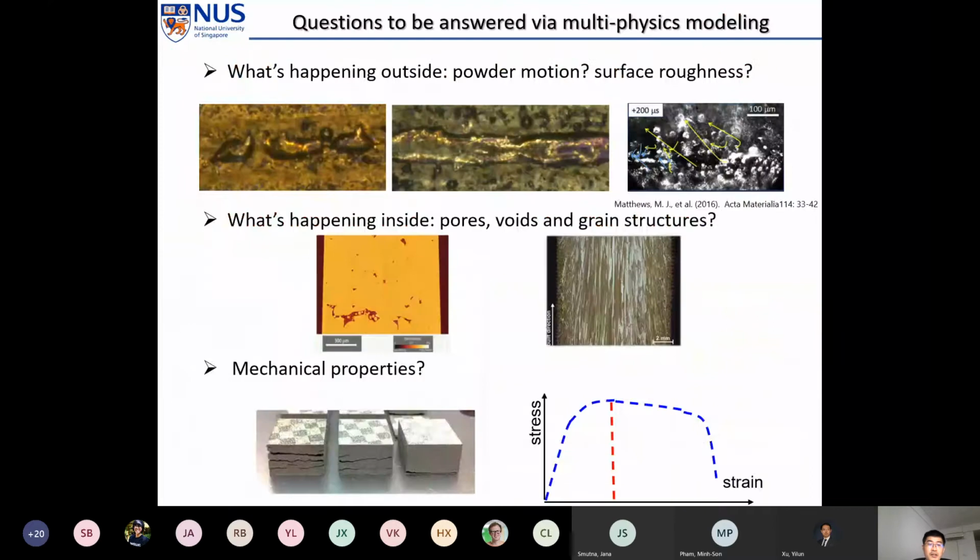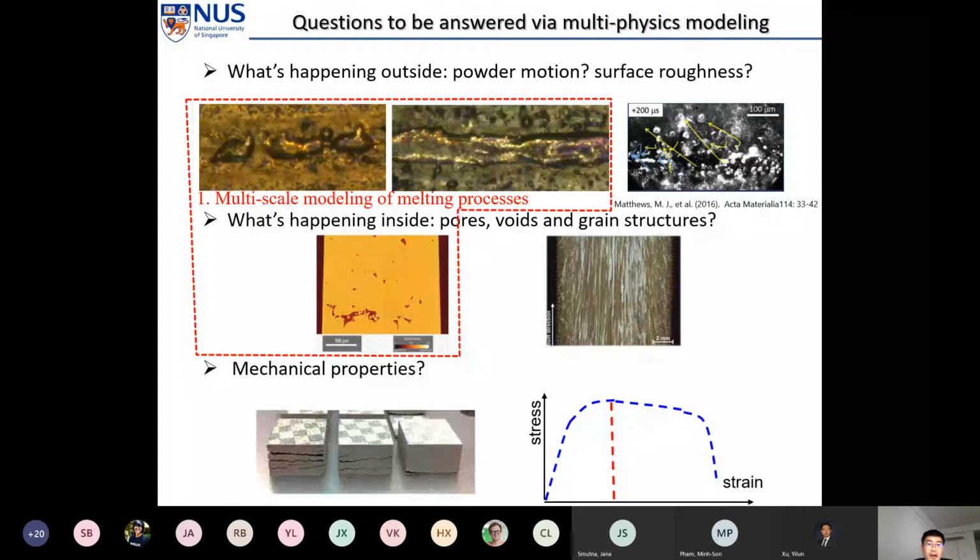Okay, today I will just show a few examples, a few questions we tried or are trying to solve or answer with multi-scale modeling. For example, what's happening outside, like the powder motion and surface roughness, and what's happening inside, like pores, voids, and grain structures, and ultimately what the mechanical properties are.